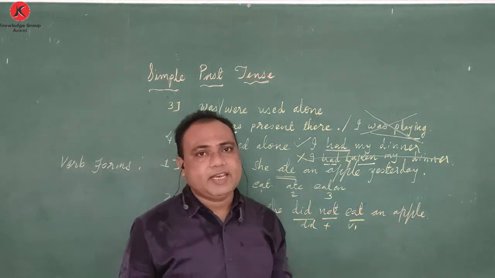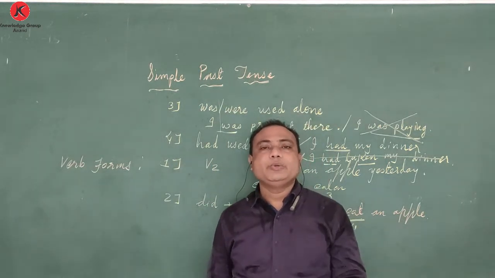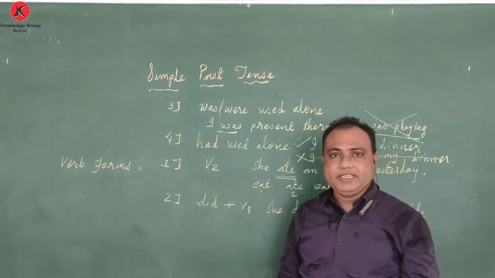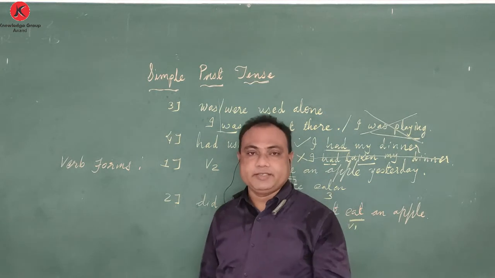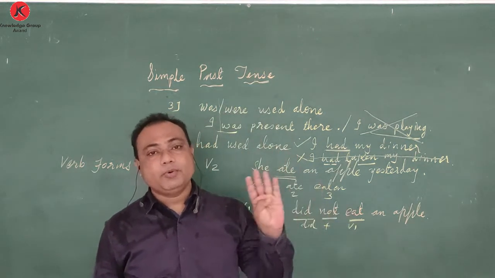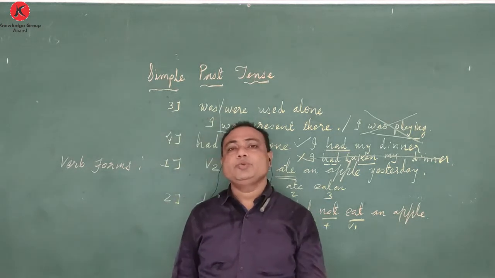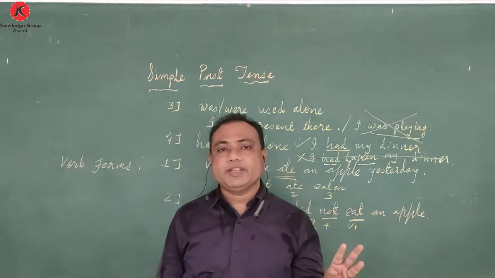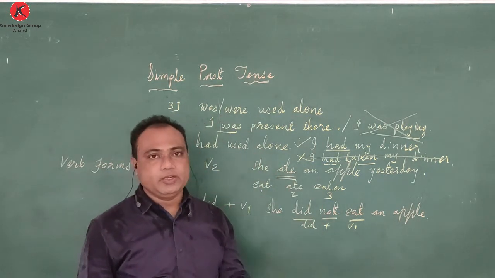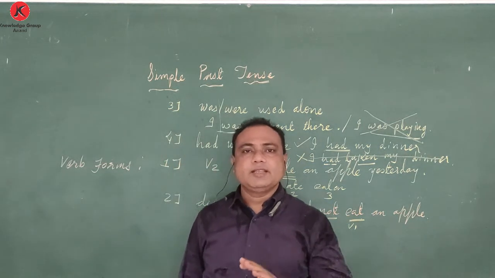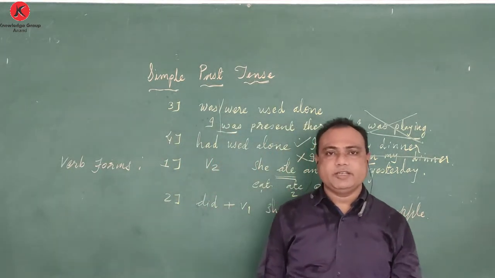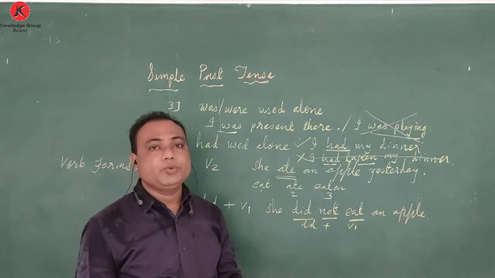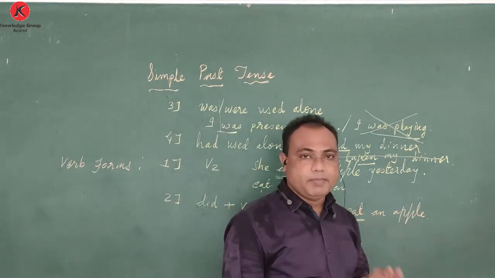Before we move into the exercise, let's have a quick recap. When will I use simple past? When I am describing a past event, but it should have no impact on the present. Second thing I need to remember: there are four verb forms. First is V2, second is did plus V1, third is was and were used alone, and fourth is had used alone. If you remember these four combinations, then half of your work is done. I mean, 90% of the work is done. Now let us move forward to the exercises related to the simple past.